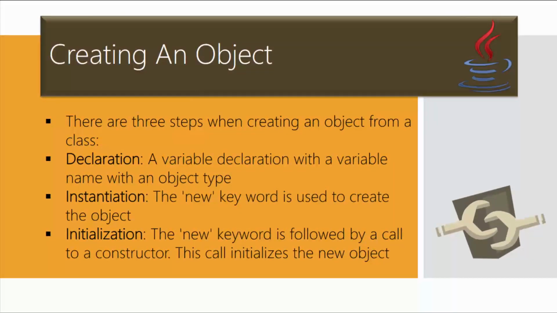Simple way to create an object. There are 3 steps: declaration, instantiation, and initialization. So a variable declaration with the variable name with its object type. The new keyword is used to create the object, and then the new keyword is followed by a call to a constructor. And this call simply initializes the new object. So just the basic 3 steps of creating an object.